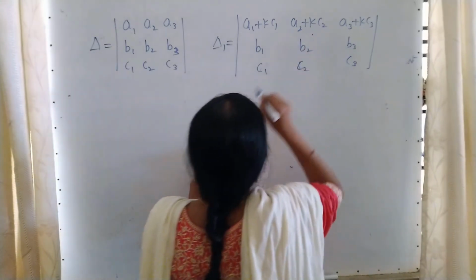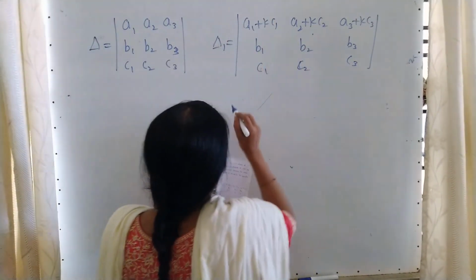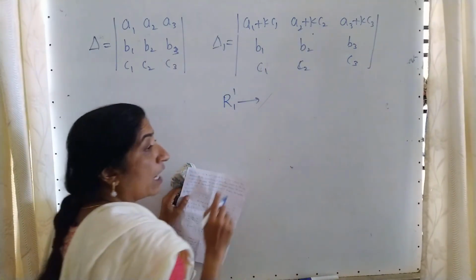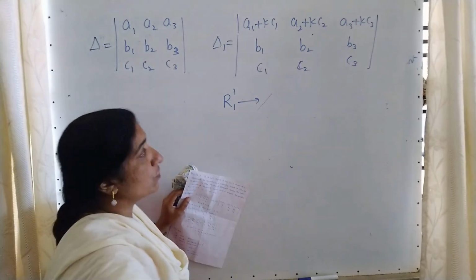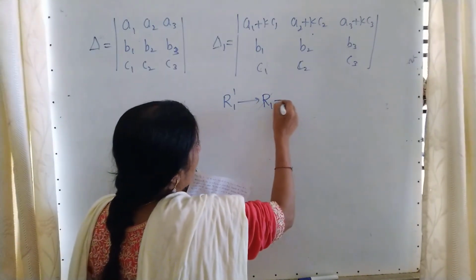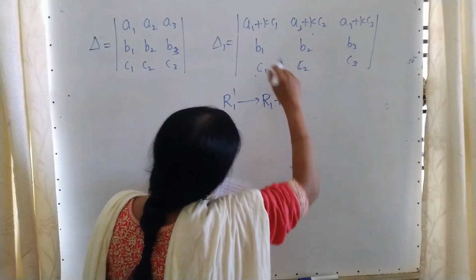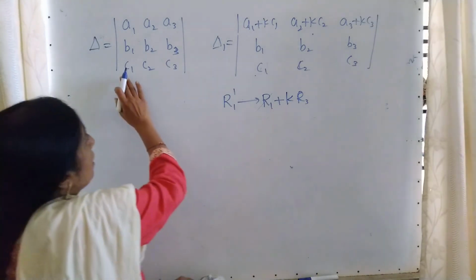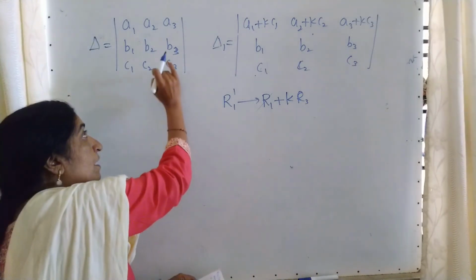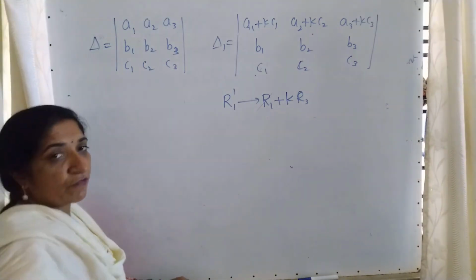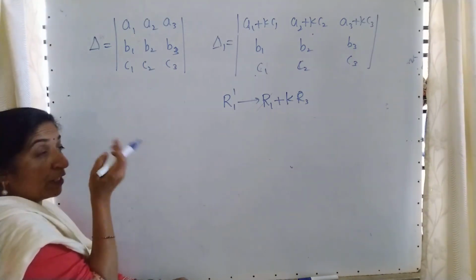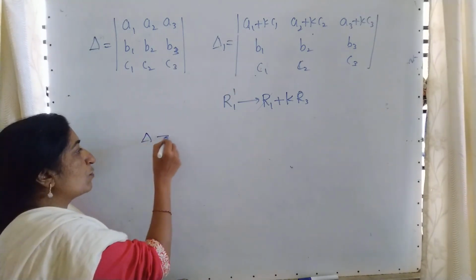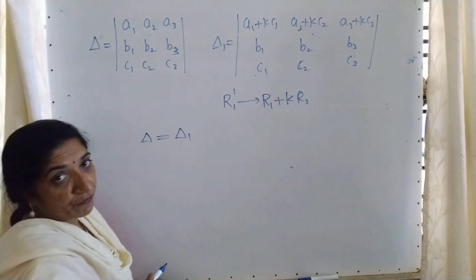Here, I wrote this by applying a property. The property is like this. See, we change the first row. That is R1 dash. R1 dash tells you we are changing the first row. How are we changing it? For R1, we add the third row after multiplying with K. That means each element of the third row is multiplied with K, then added to the corresponding elements of the first row. That is delta 1. But the property tells you that whatever operation you apply, the value will not change. That means we have to prove that delta and delta 1 are not different, they are equal.